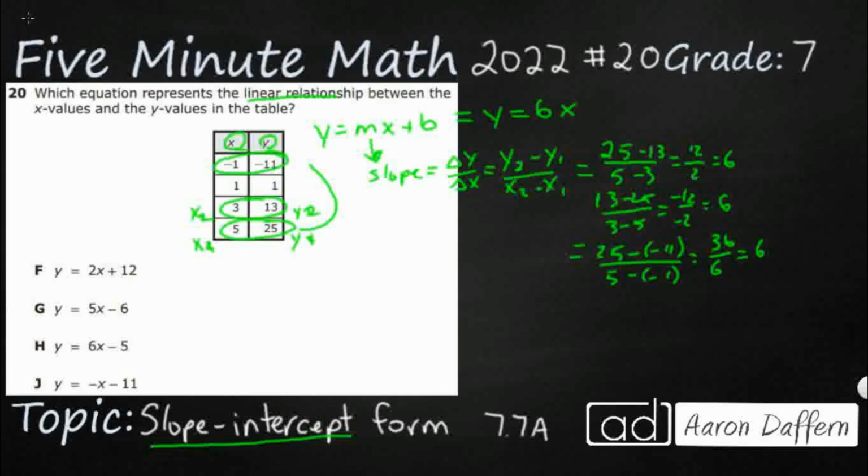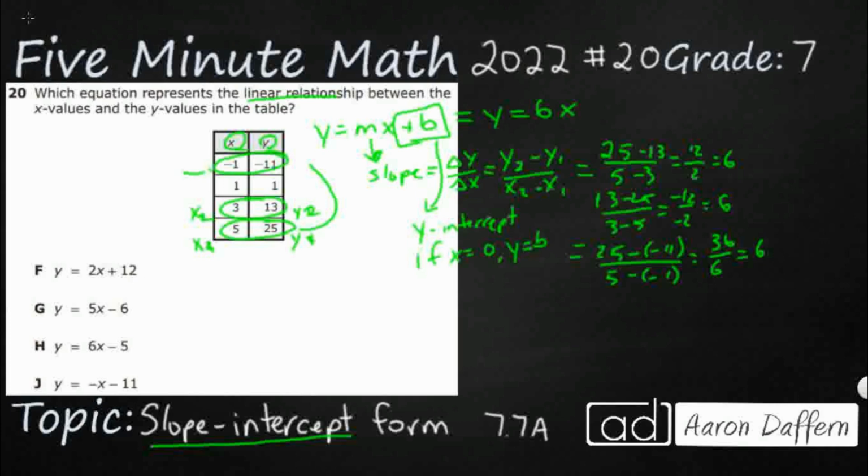Okay? Now, we need this plus b right here. Let's see what that would look like. Y equals 6x. And so how do we figure that out? Well, this y-intercept is the b. What that means is if x equals 0, then y is going to equal your b. So what happens if x is 0?